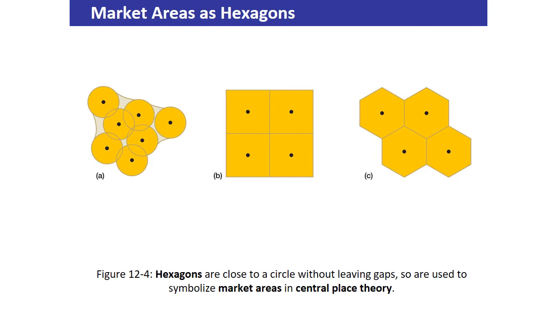Hexagons are a good compromise, right? Somewhere in between a circle and a square, where everything will nest together nicely, fit up against each other really neatly, and not have big gaps or overlaps.